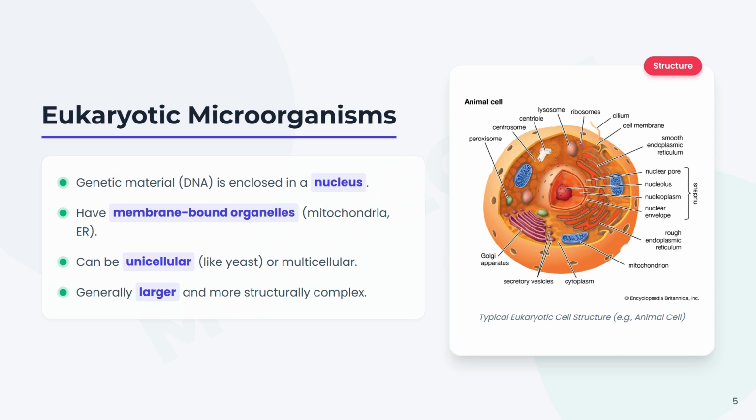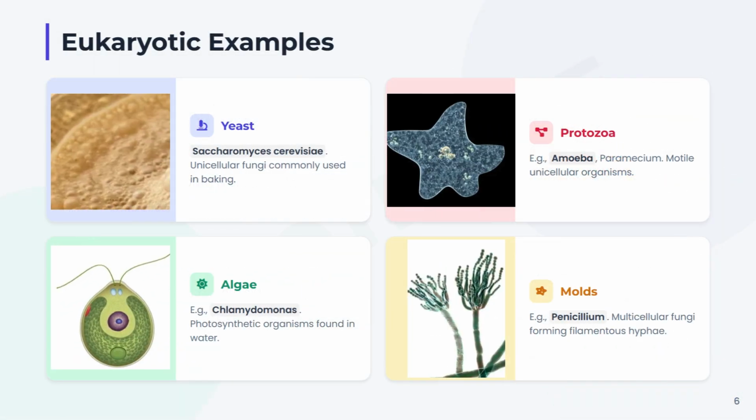Now, for some examples of fascinating eukaryotic microbes. First, yeast, specifically Saccharomyces cerevisiae. This is a unicellular fungus, and it's the superstar behind bread rising and beer brewing, as it ferments sugars. Then, algae, like Chlamydomonas. These are photosynthetic organisms often found in fresh water. They are primary producers, forming the base of many aquatic food webs.